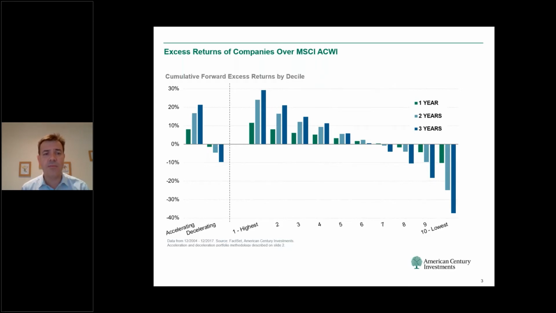Now, the right-hand columns are showing you the same acceleration profile by deciles. And this is actually quite a powerful illustration of this point, because you can see a strong linear relationship between the acceleration decile and the level of outperformance. So we can conclude that earnings acceleration does drive stock price outperformance, and actually the higher the level of acceleration, the higher the level of outperformance. You can see this relationship.